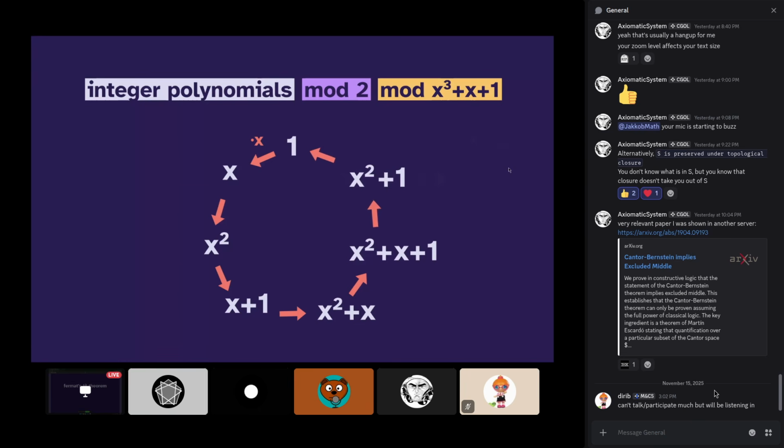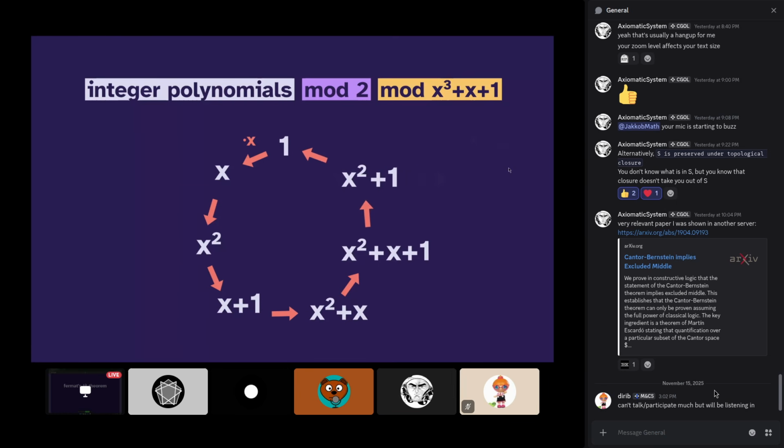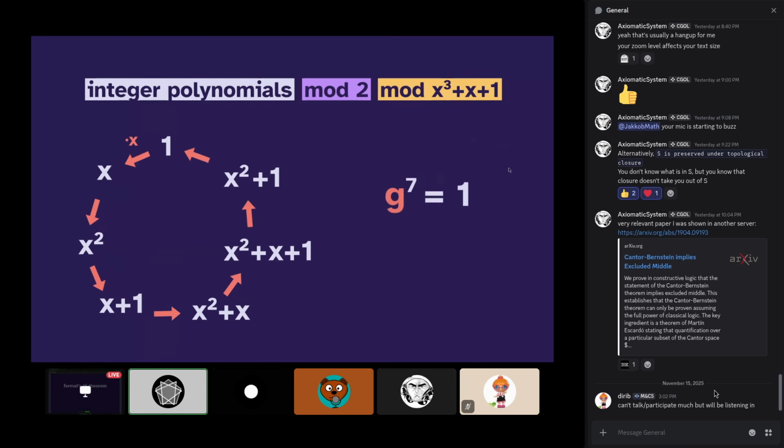So we have this cycle. What is the order of the cycle? 7. Yes. So that means that we have a generator to the 7th equals 1. Now from earlier we said that this power is the size of the field minus 1. So that implies that the field has order 8, and 8 is 2 to the 3rd. We get this 8 because we're using mod 2 and a cubic polynomial.